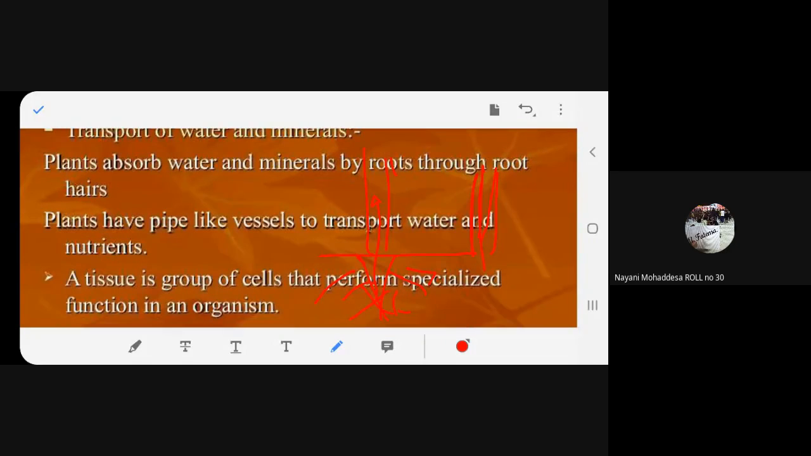And this pipe is called xylem. What is this pipe called, beta? Xylem. So it is not one cell, but a combination of cells. Hence it is called tissue. What is a tissue? It is a group of cells which performs only one function.